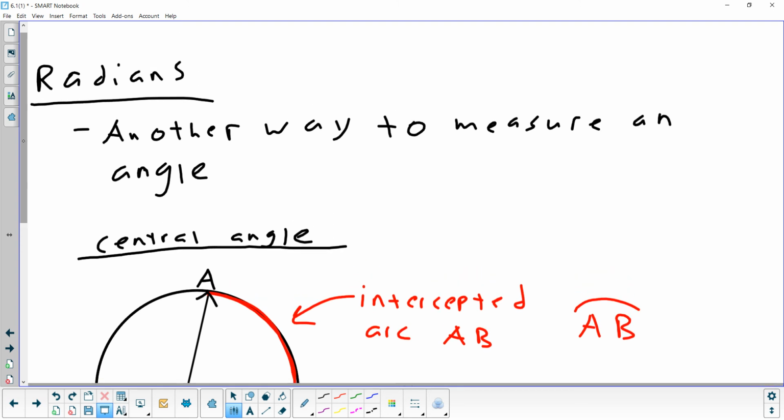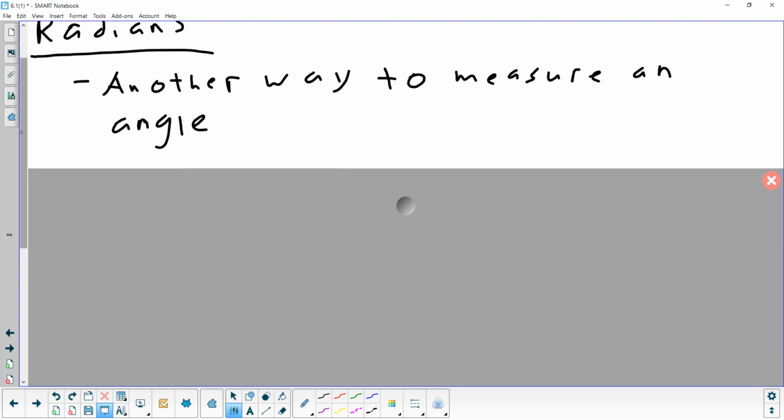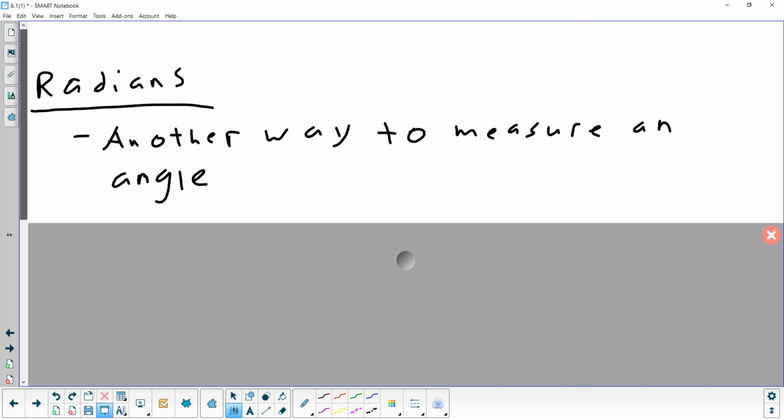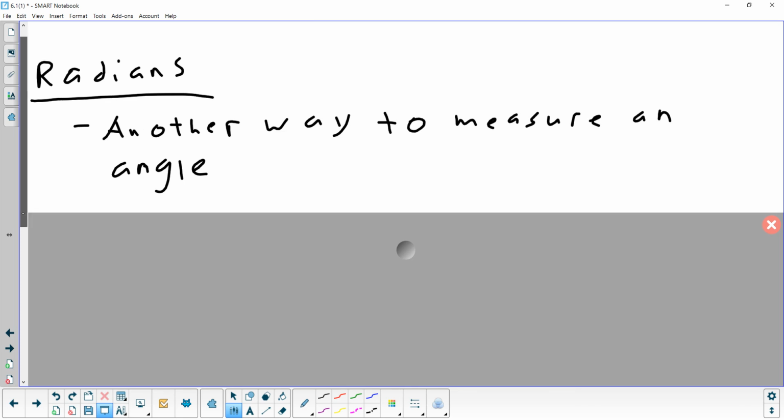So let's take a look at this diagram. And actually, before we even look at it, when you look at the word radians, is there any word from geometry that you could make out of some of the letters that are there? You might need some other letters, but it kind of looks like a word from geometry. Yep, radius. A radian has a lot to do with a radius. Okay, the way I'm going to define it and show it to you.